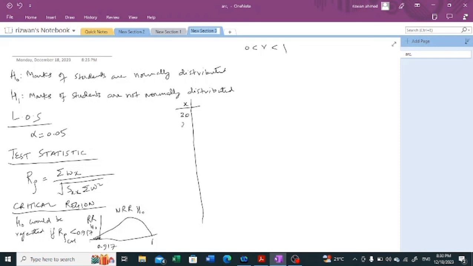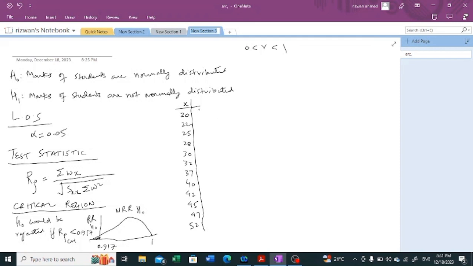20, 22, 25, 28, 30, 32, 37, 40, 42, 45, 47, and 52. So these are the marks of 12 students.